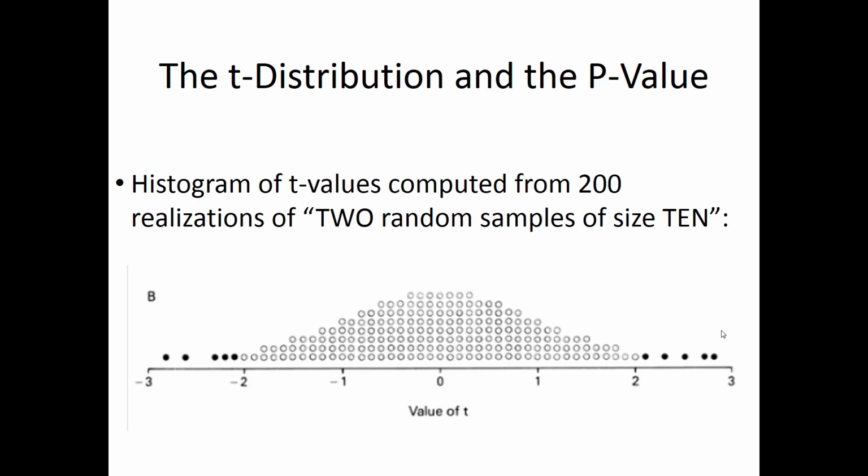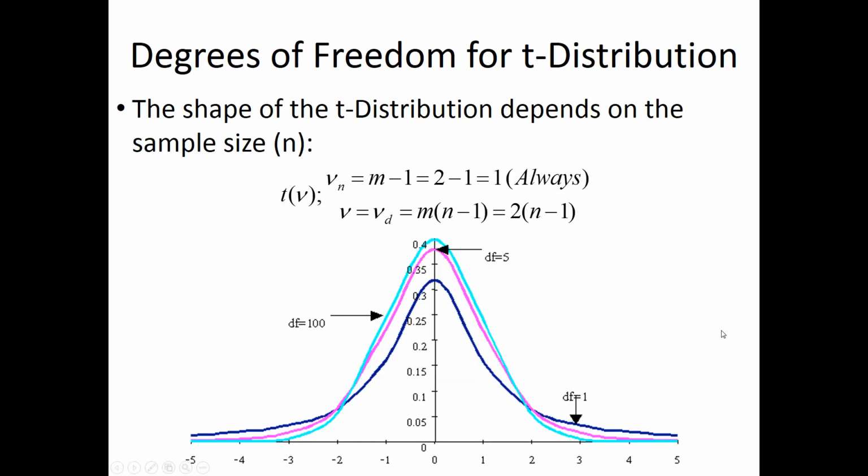A histogram of t-values can then be computed from 200 observations, taking two random samples of size 10 from this population, and that's plotted here. Notice t can be both positive and negative, and for that case we always consider a two-sided t distribution. The shape of the t-distribution depends on the degrees of freedom, which is defined by the number of data points of the two samples minus the number of groups, which is always 2 in this case.